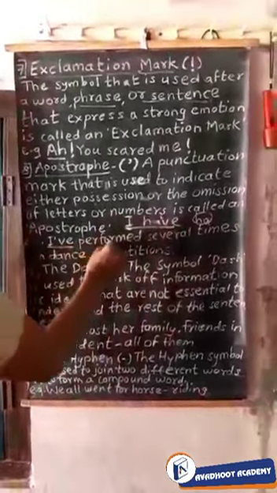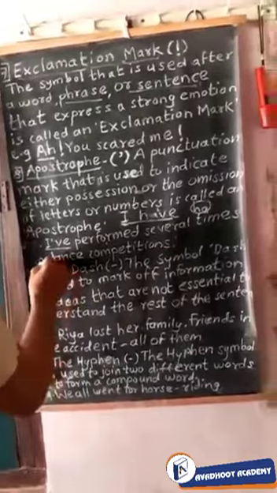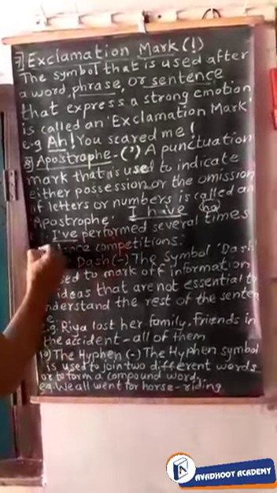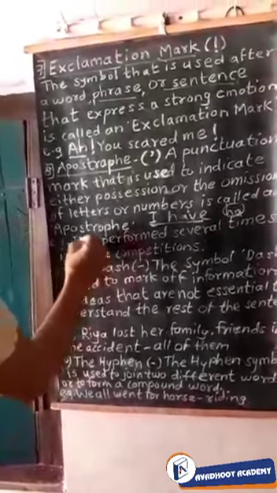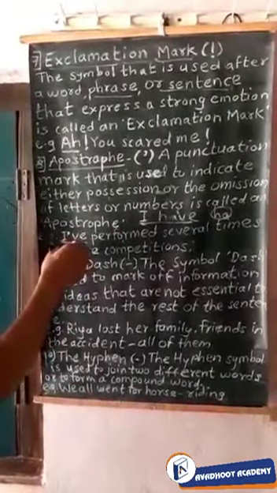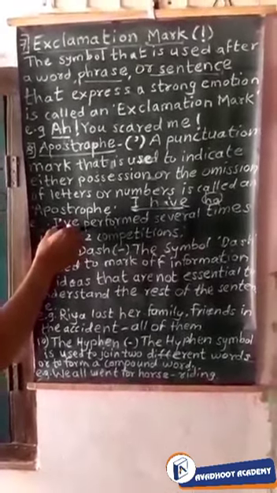I've performed several times in dance competition. So here the apostrophe is used on the head of I, and it shows that there is a combination of I and have.